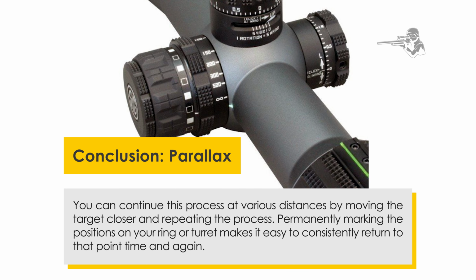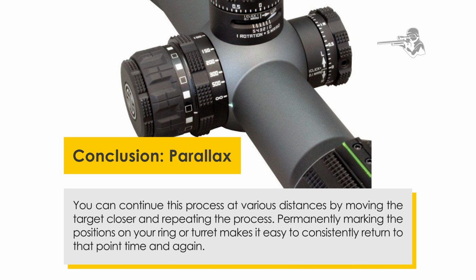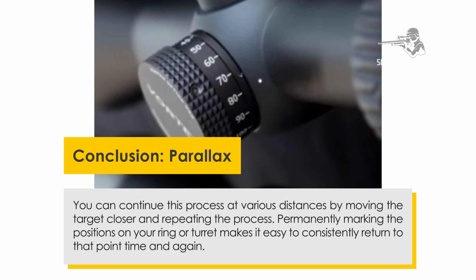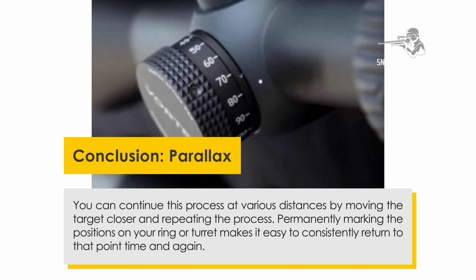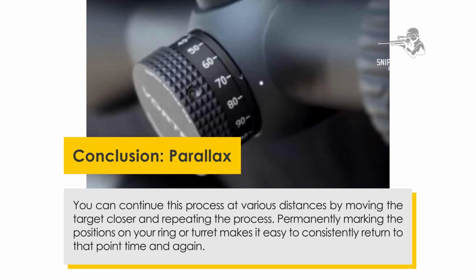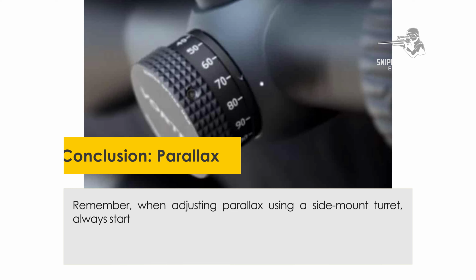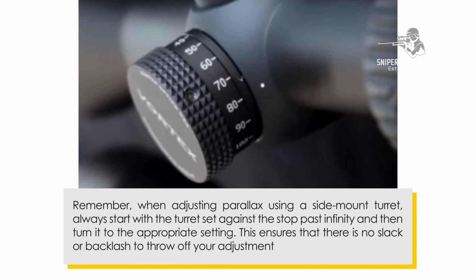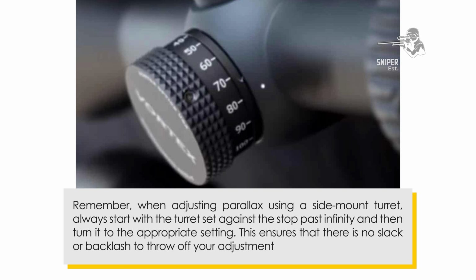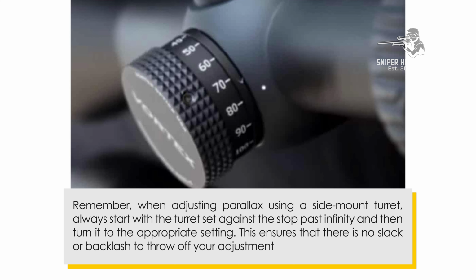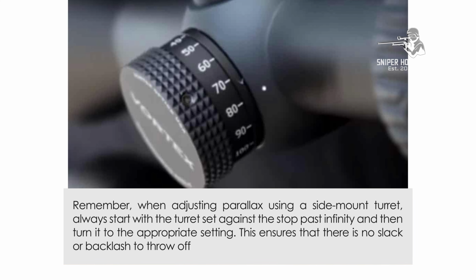Conclusion: Parallax. You can continue this process at various distances by moving the target closer and repeating the process. Permanently marking the positions on your ring or turret makes it easy to consistently return to that point time and again. Remember, when adjusting parallax using a side mount turret, always start with the turret set against the stop past infinity and then turn it to the appropriate setting. This ensures that there is no slack or backlash to throw off your adjustment.